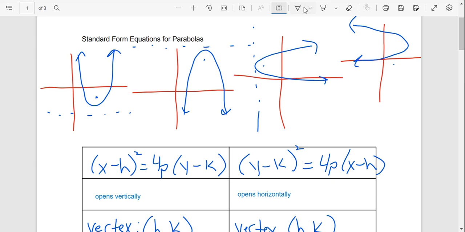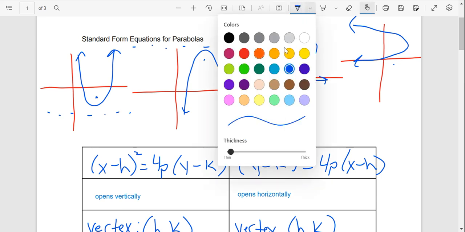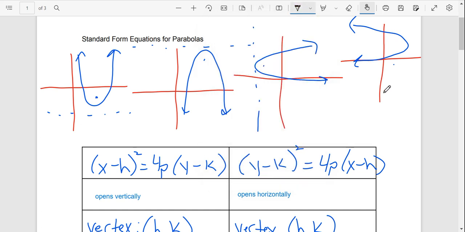P is, I'm going to use a different color here. Let's do black so you can see it. P is the distance from this little dot inside of your parabola to your vertex that's right there. My dot should be on that graph, I just missed it by a hair, but it's that distance. That's p. That point is what's called your focus.